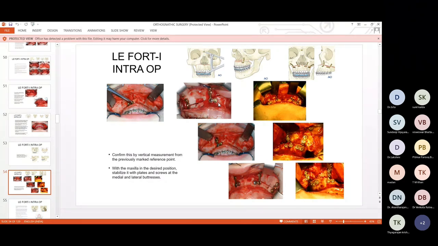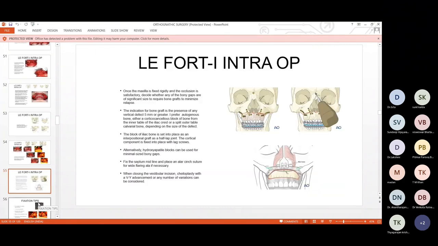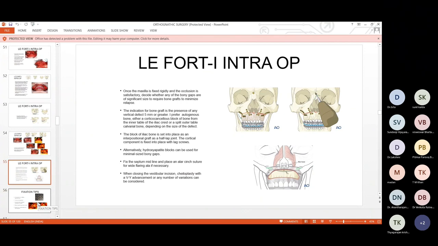So with the maxilla in the desired position, the stabilization is done with plates and screws at the medial and the lateral buttresses. You can see that that is a fixation which is done there. So once it is done, the cantilever screw or sometimes the marking screw, some people put it. I just do a tattoo there and then we remove it. What happens once we do that?